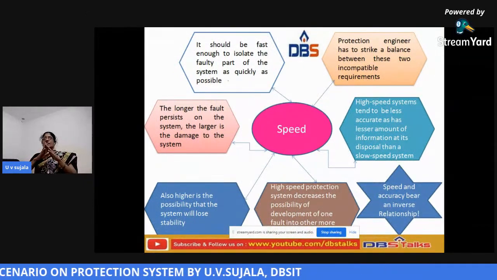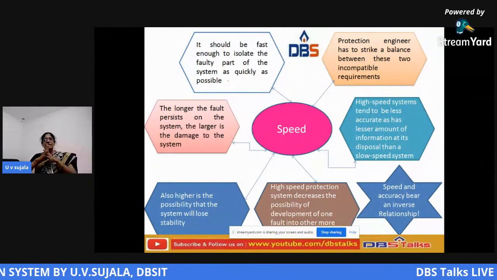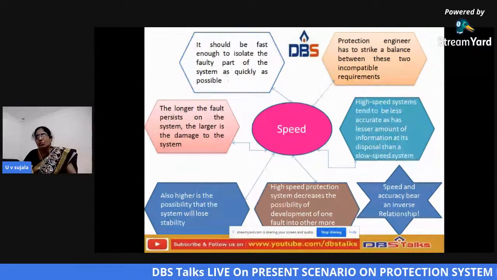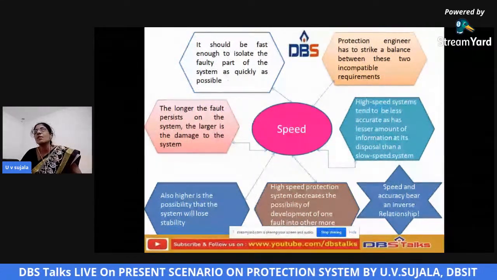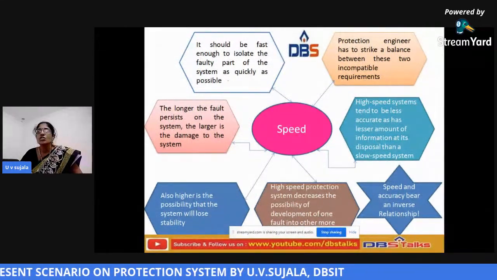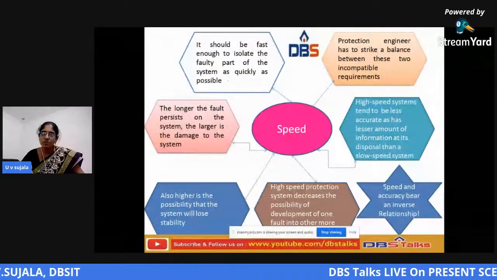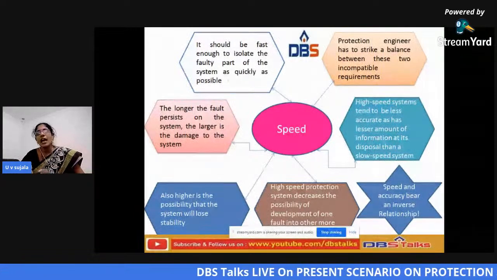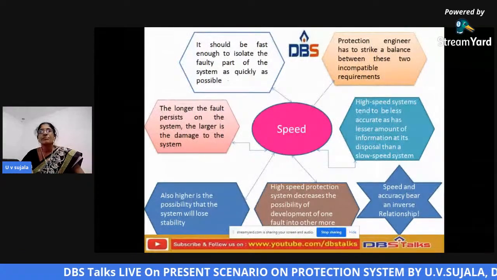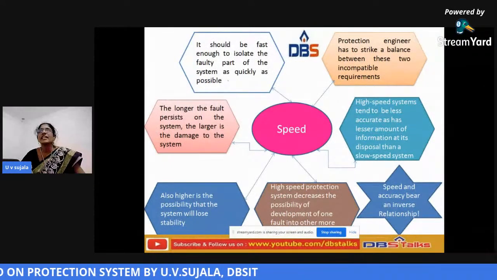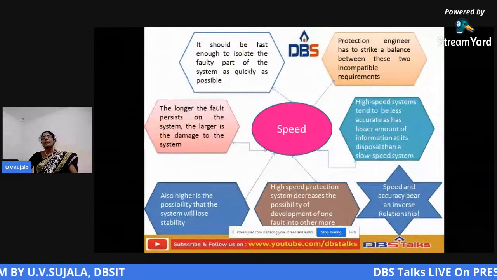Speed and accuracy bear an inverse relationship. It will be an inverse relationship. A high speed system is less accurate as it has less amount of information received. So if you take a comparison of slow speed and high speed, then high speed will be less accurate than the slow speed. Protection must strike a balance between the two incompatible requirements.